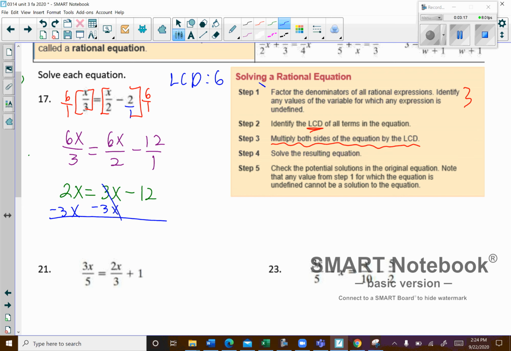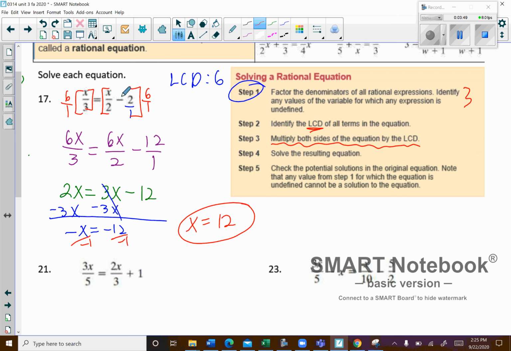In case you're wondering about step one, for these first couple problems we don't have to worry about that. All right, so subtract 3x from both sides, and we have negative x equals negative 12. And then the last step is to divide both sides by negative 1, so we get x equals positive 12. Okay, and if you want to, you can plug it back in, and you'll see that the two sides will be balanced.